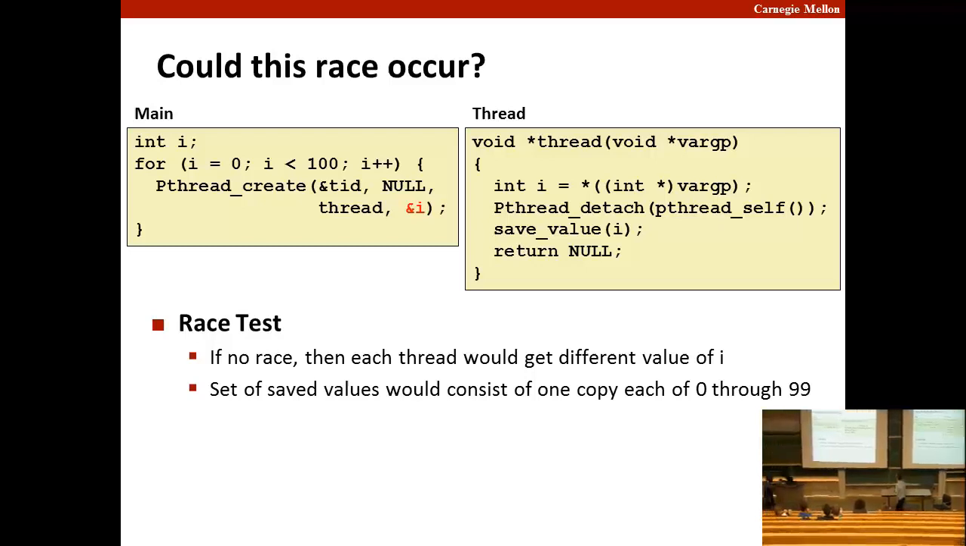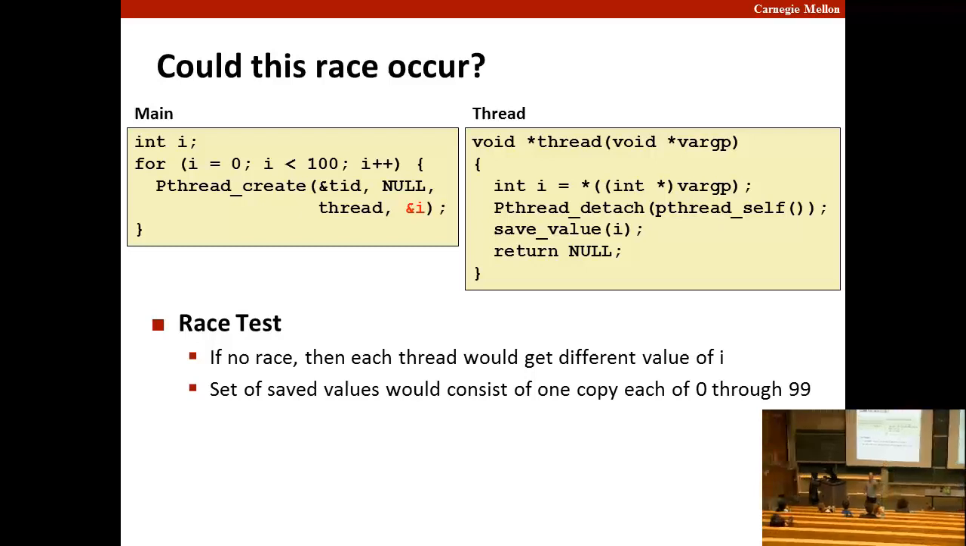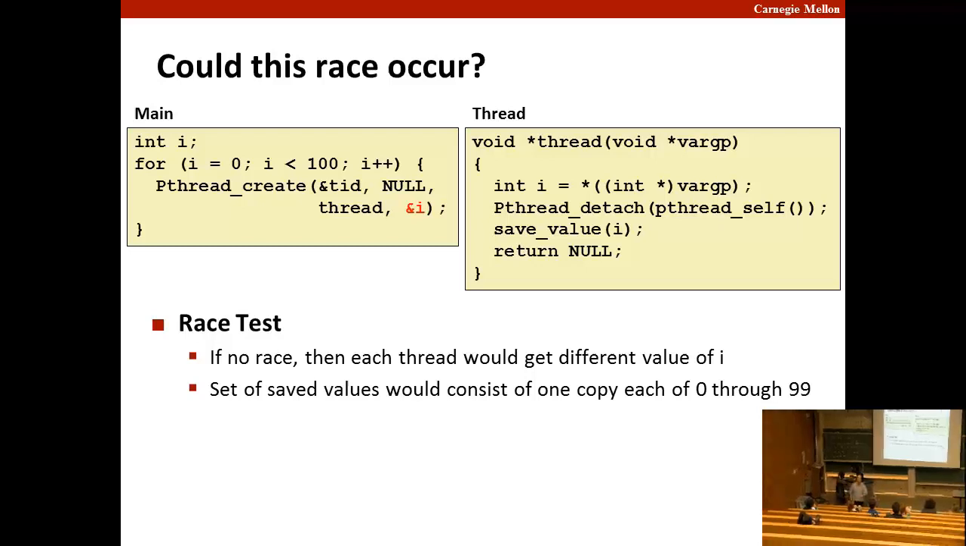So now I go through and I create 100 threads. And to each thread, I pass a pointer to I. So you and you and you and you all now point at the same I variable. Each of you is a thread. Now increment that variable. What does that mean? At some level, it's I++.